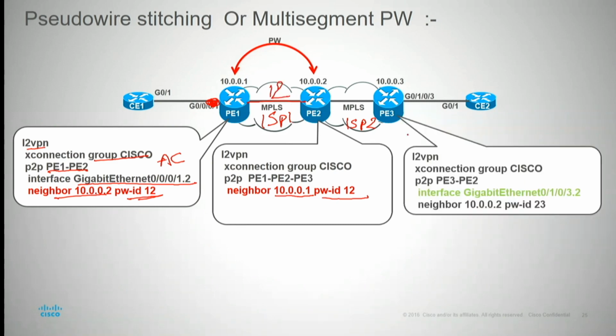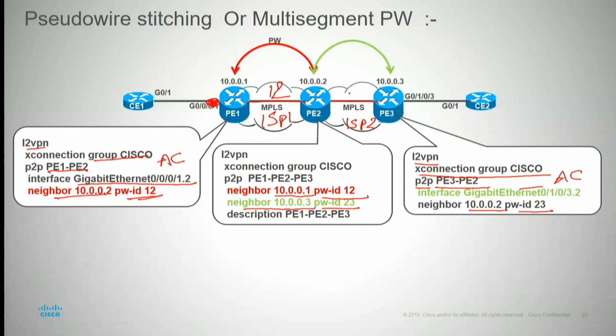So for next pseudo wire between PE2 and PE3, on PE3 we have configured L2VPN cross connect group Cisco, then P2P, PE3 to PE2. Yeah, this is attachment circuit. This is the remote PE IP address 10.0.0.2, pseudo wire ID is 23. So same pseudo wire ID I should mention here, pseudo wire ID 23, neighbor 10.0.0.3. So once we are done with this configuration, then pseudo wire 23 should be up between this interface.